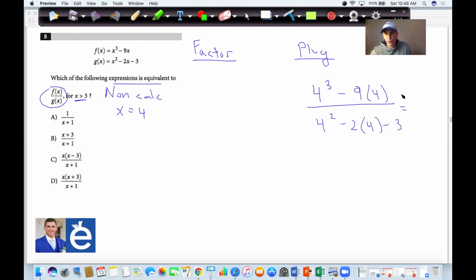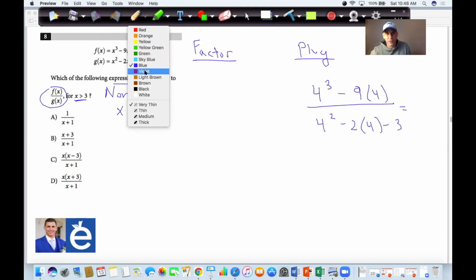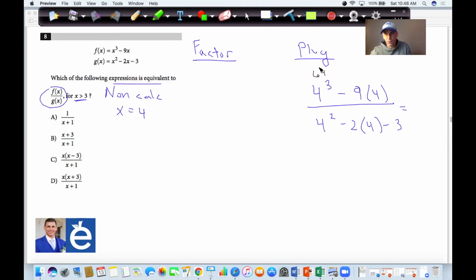Now, 4 to the third is going to be 4 times 4 is 16, and then times 4 is going to be 64, right? So I'll just put this in a different color where you guys can see it. So this is 64, and then this 9 times 4 is going to be 36. So if I do 64 minus 36, and let's pretend this is in the calculator just to save some time, this would be 28. Okay, if you needed to plug that in. So here I have 4 squared is going to be 16. Then minus 2 times 4 is going to be 8. And then minus 3. So here I have, this is minus 11. 16 minus 11 is going to be 5.